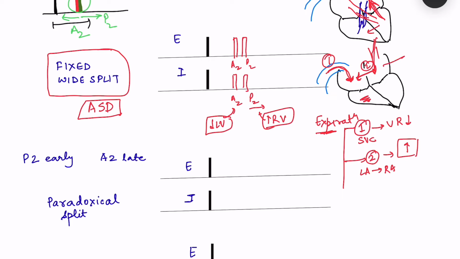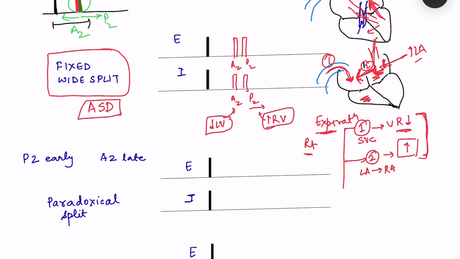During expiration, more blood enters the left atrium. Okay, so during inspiration, more blood enters the right atrium from the superior vena cava. During expiration, more blood enters the left atrium from the pulmonary vessels. Okay, so during expiration, venous return from the superior vena cava to the right side is decreasing. But during expiration, because more blood has come to the left atrium, it is entering the right side. Okay, so this is occurring during expiration.